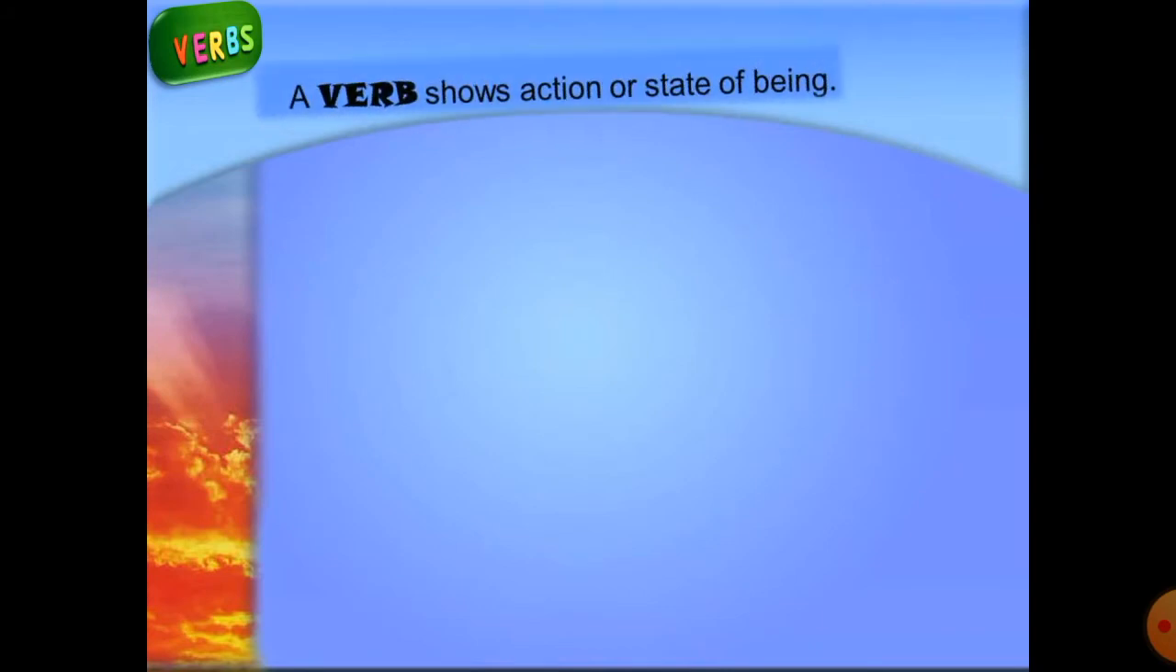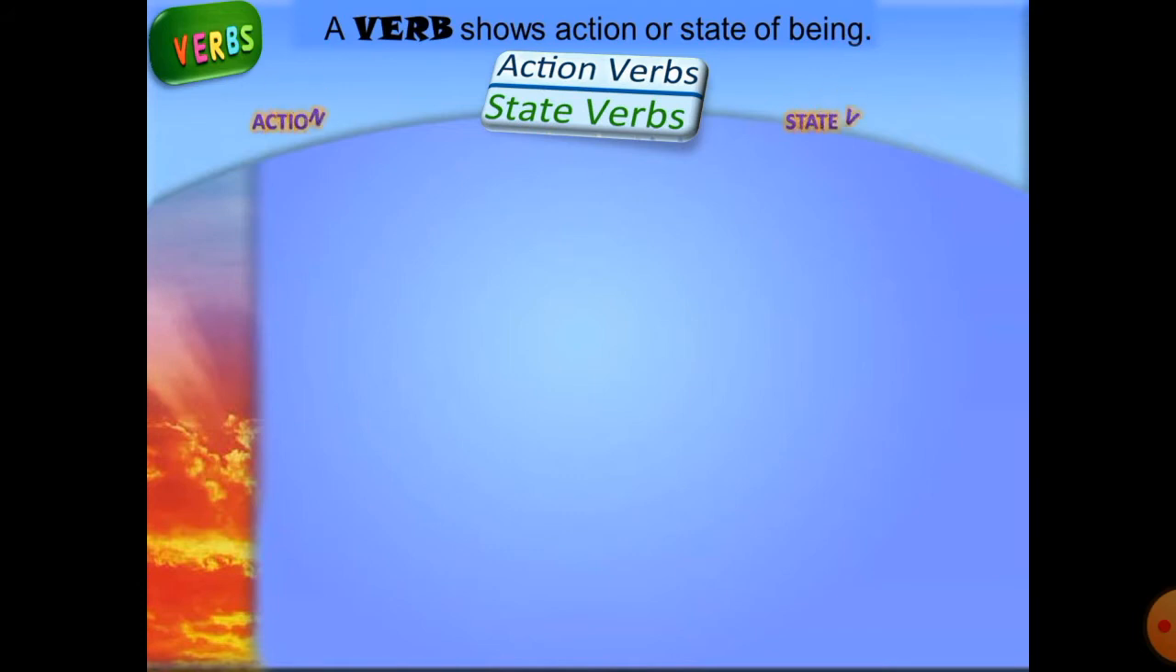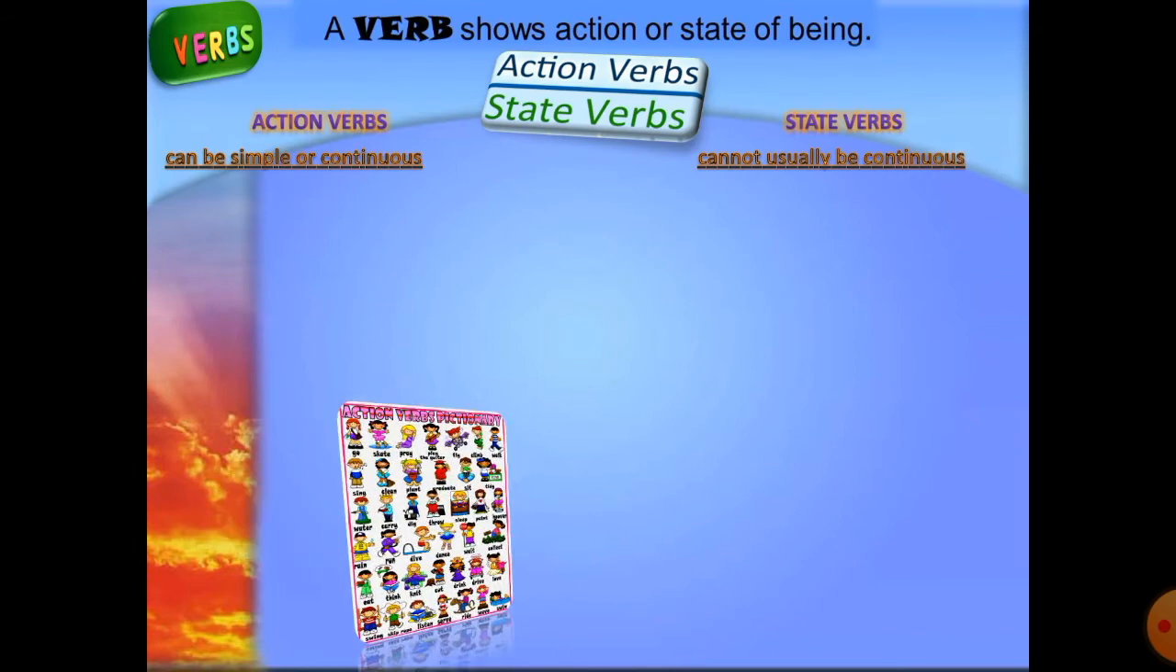Also, we should have a look at verbs. We know that a verb shows action or state of being, which means that we have two types of verbs, action verbs and state verbs. Now, action verbs can be used in the simple and continuous mode, but state verbs cannot usually be continuous. We have also some exceptions here.